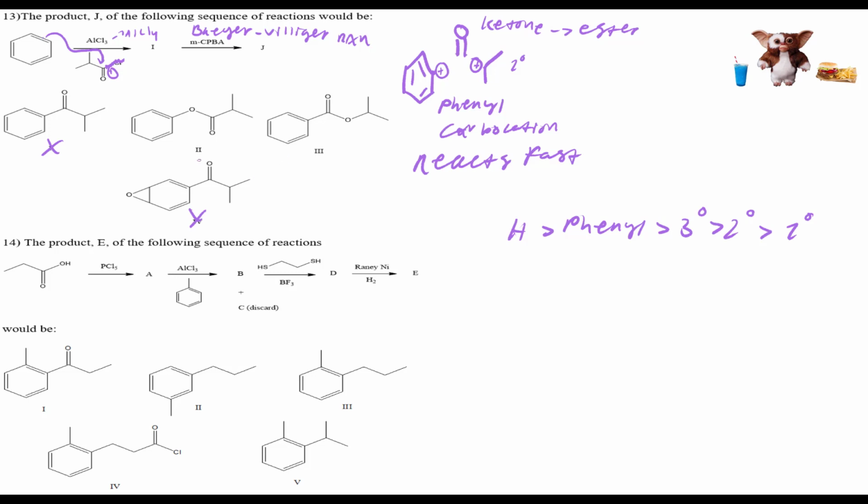Now it's either between 2 or 3. Well, over here, they added it to the secondary carbocation, so that's bad. You want it to be near the phenyl group, okay? So it's going to be number 2.